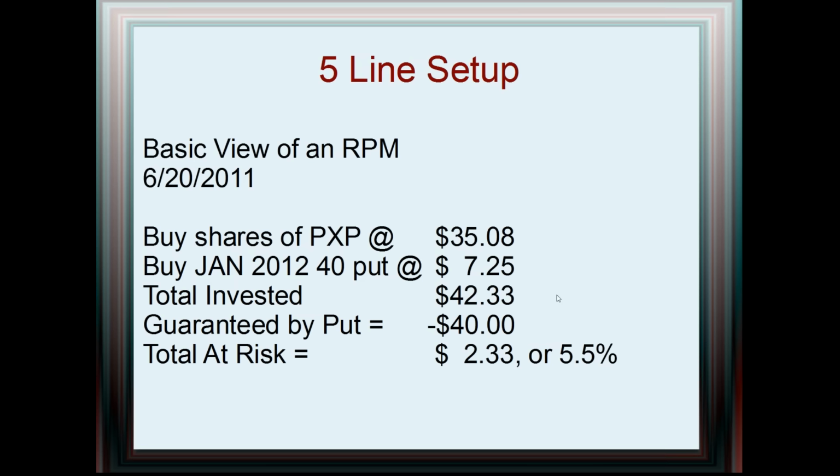Now, this does increase my cost basis to $42.33 out of pocket, but I'm guaranteed to get $40 back. And so this gives me a total risk in the worst case scenario of $2.33. If the stock dropped to $1 per share, I can force someone to buy my shares of stock at 40. I'm only losing $2.33, or 5.5% of what I invested in the position.